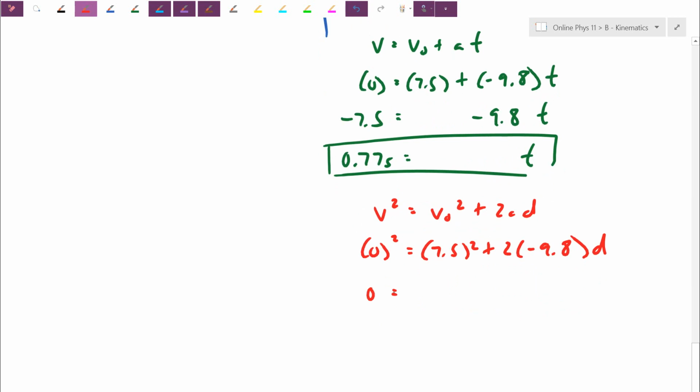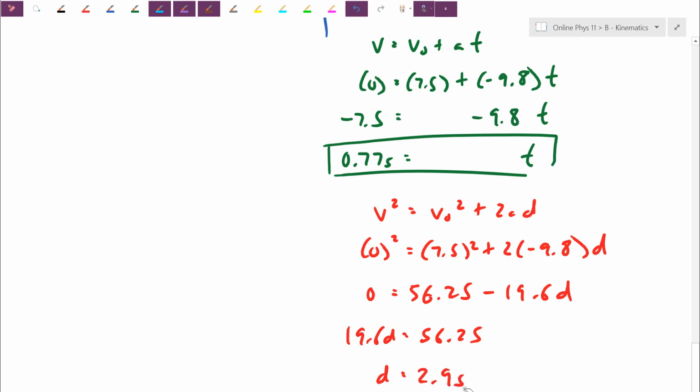The most common problem in this formula is people forget that these things are squared, so make sure you don't miss those. Minus 19.6d. I'm going to drag the 19.6d over. This gives me 56.25. And I'm going to divide by 19.6. This gives me 2.86, so let's just say 2.9 meters. That is basically a football question.